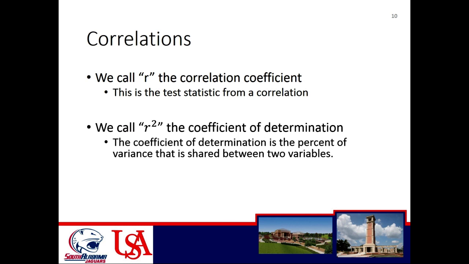And we're not going to get too much into that this semester. We're not going to discuss that too often this semester, but it is something you should be aware of. That is what the coefficient of determination is: it's your correlation coefficient squared, and it represents the amount of variance that's shared between the 2 variables.